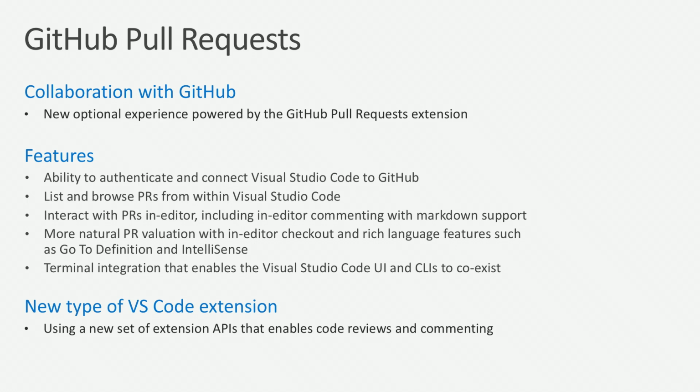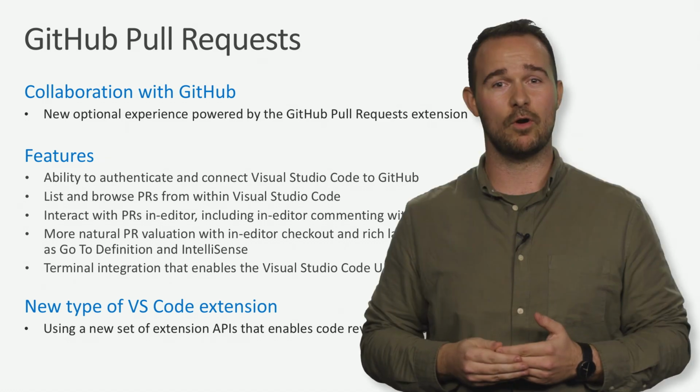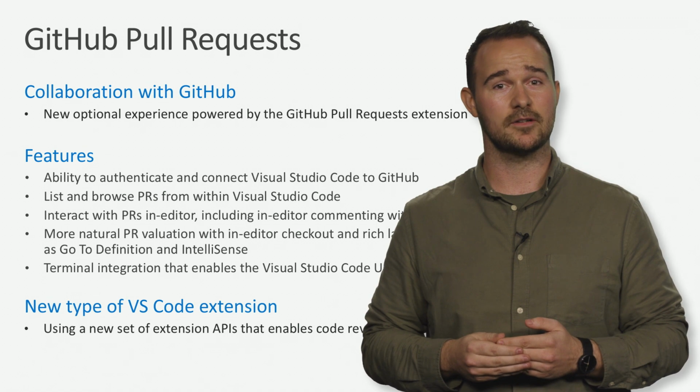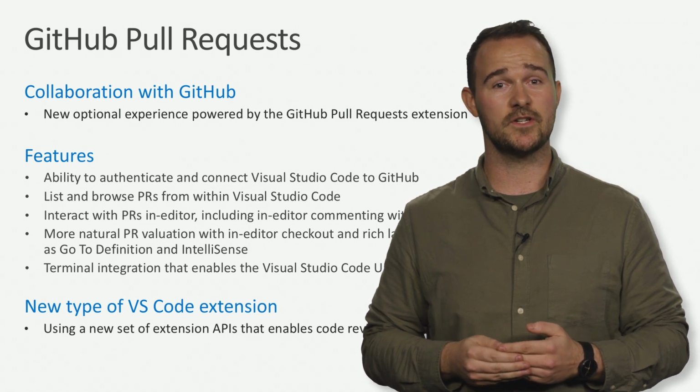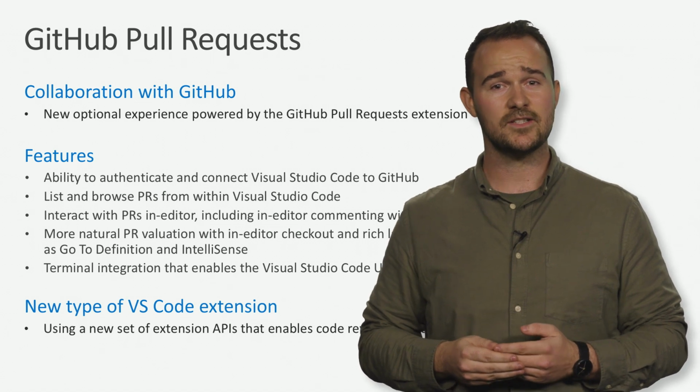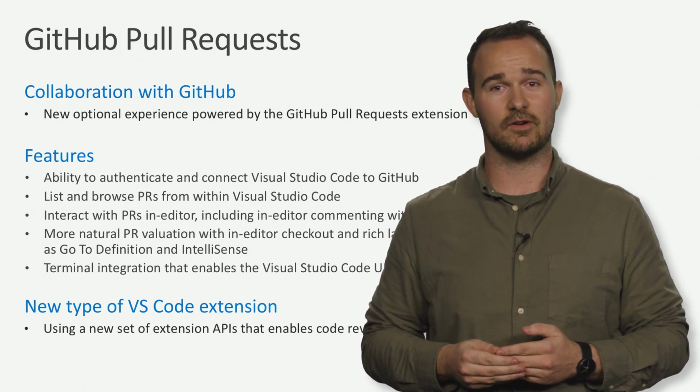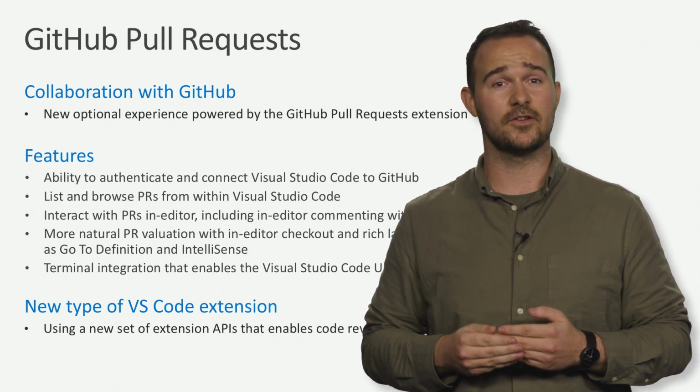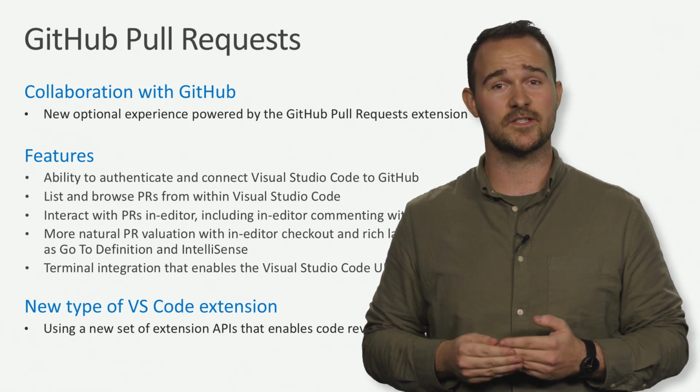The extension allows you to authenticate and connect VS Code to GitHub. It allows you to list and browse pull requests from within VS Code. You can review pull requests with in-editor commenting, where we also added Markdown support. We are also enabling a more natural PR workflow with in-editor checkout that enables you to use rich language features such as go-to-definition and IntelliSense. And lastly, we're enabling a smooth terminal integration that enables the UI in VS Code to coexist with the Git CLI.